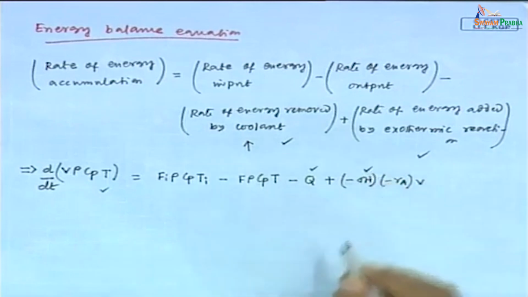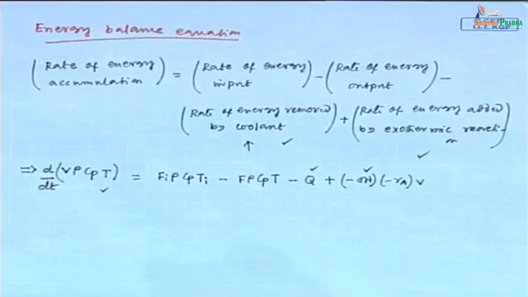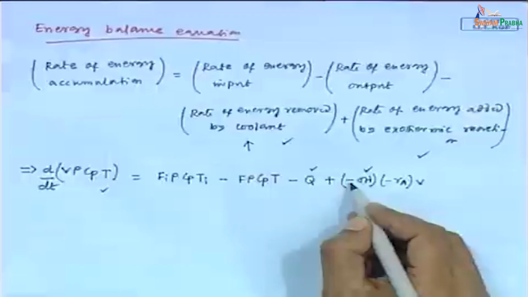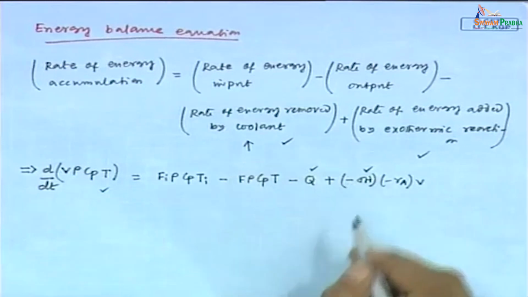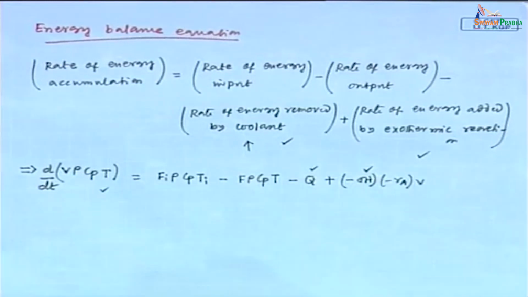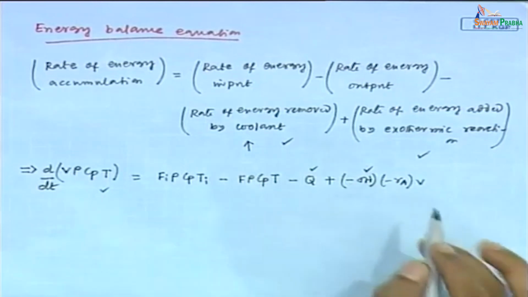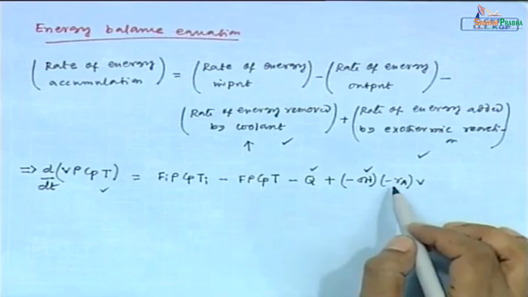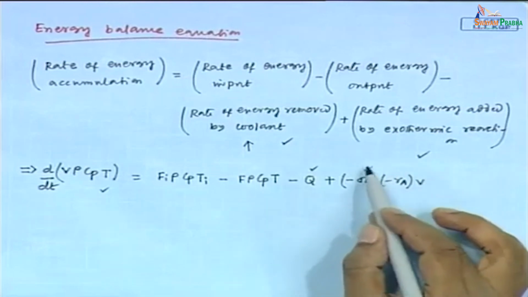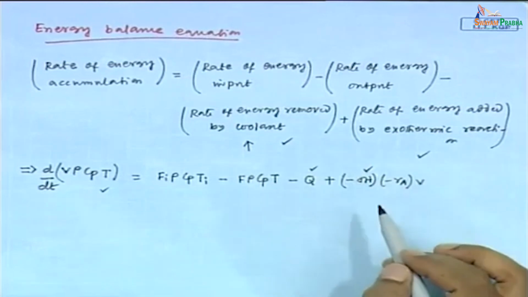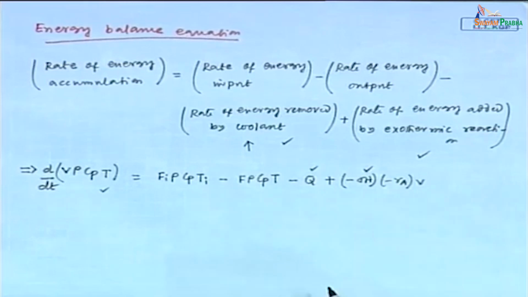Minus del H is the heat of reaction. It is well known to us that the heat of reaction is negative. This negative sign is used for the case of an exothermic reaction, and for an endothermic reaction we use a positive sign. So, this term represents the energy added by the exothermic reaction. Next, we need to simplify this equation.